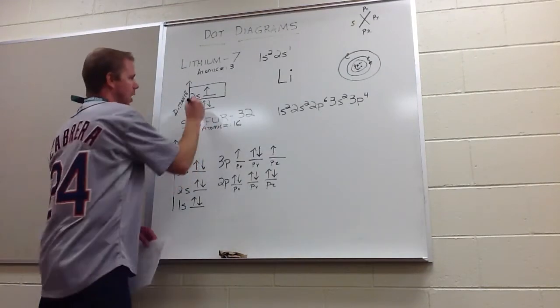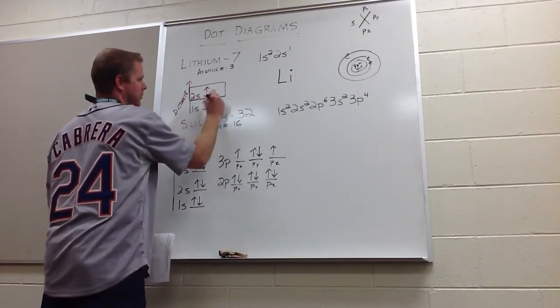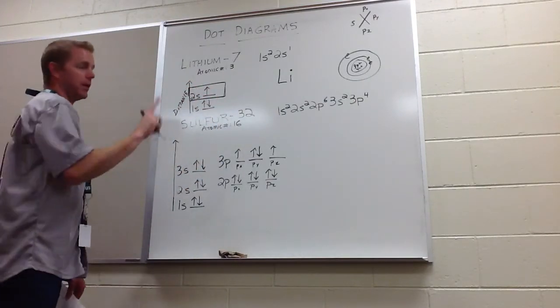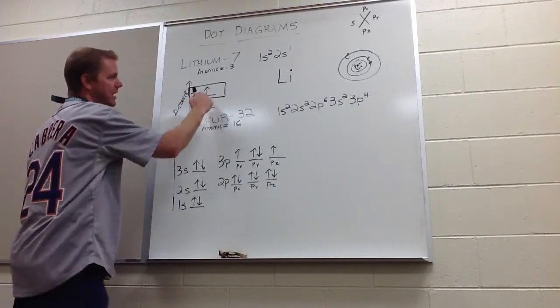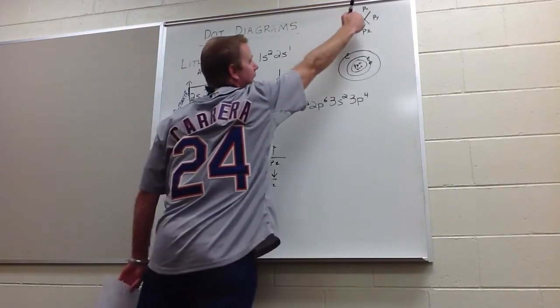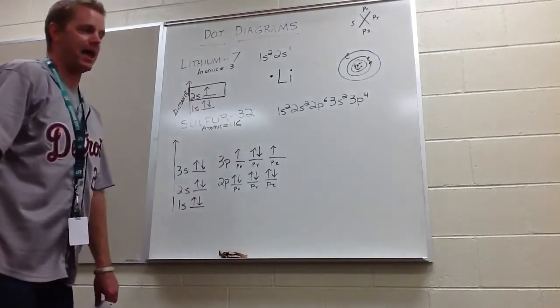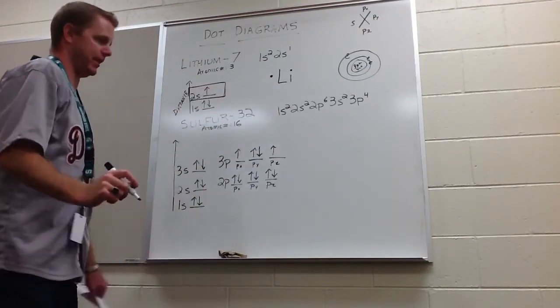So what you do is you go find the furthest ones out and you circle them. That's what I always do first. And then I count the number of electrons. There is 1. It is located in an s orbital. Therefore, it goes on the left-hand side, and there's only 1. So you put 1 single dot. And that is the dot diagram of lithium.